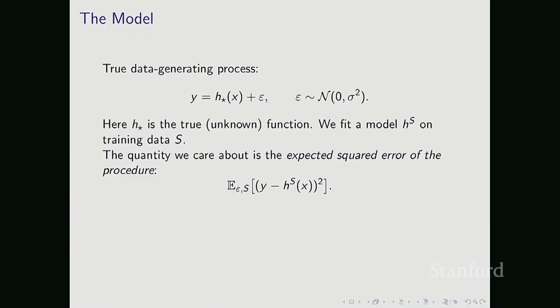Now, the quantity we care about from that last thing is this expected value. This is the expected value over the epsilon error. This is the error that was introduced on the test point. And S, which was the draw, which produced this function. And we're going to try and decompose that error into 3 pieces.